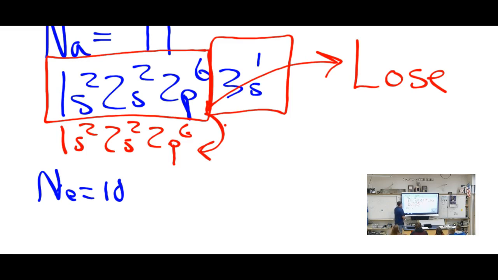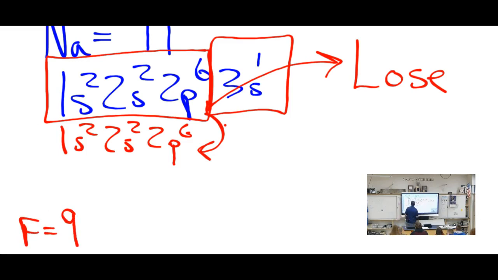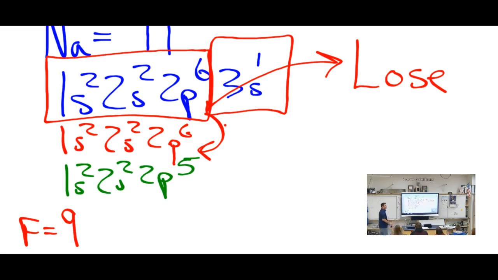All right. Can we all agree once again that this is neon's configuration? Okay. Let's look at fluorine. Fluorine is element number what? 9. So let's draw its configuration. I'll do that in green. It is 1s2, 2s2, 2p5. How close is fluorine to being noble? It's 1 away.